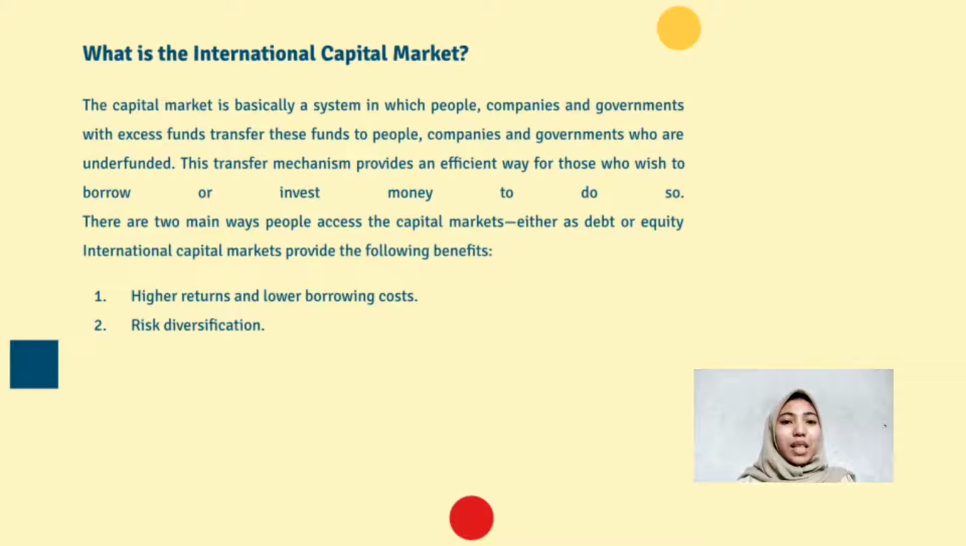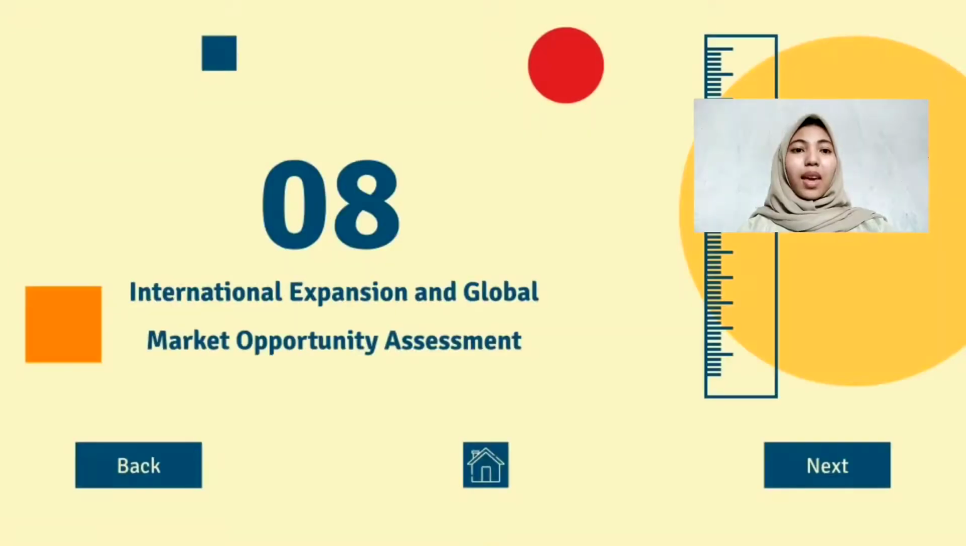International capital markets provide the following benefits. First, higher returns and lower borrowing costs. Second, risk diversification. And next, international expansion and global market opportunity assessment. This chapter collects all the information about choosing to expand internationally and the possible ways to make the choice.